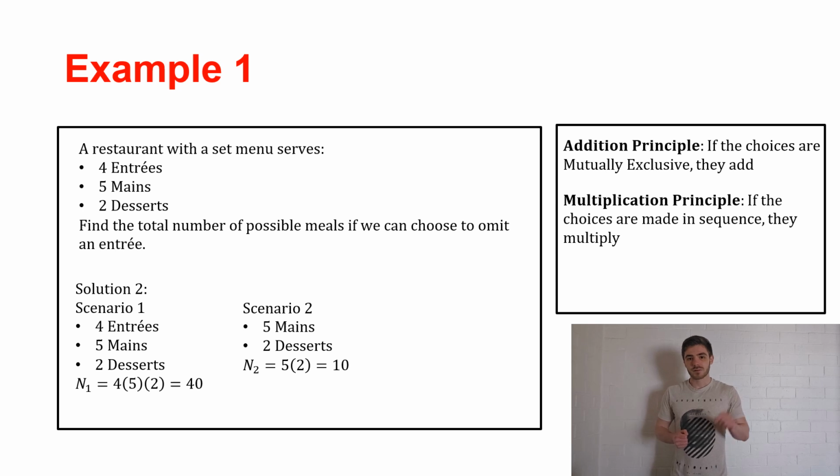That means we have 5 choices for main and 2 choices for dessert. The reason we're going to add these 2 scenarios together is because they are mutually exclusive events. You cannot both choose to have an entree and not have an entree at the same time. Whenever you have mutually exclusive events, they add together.